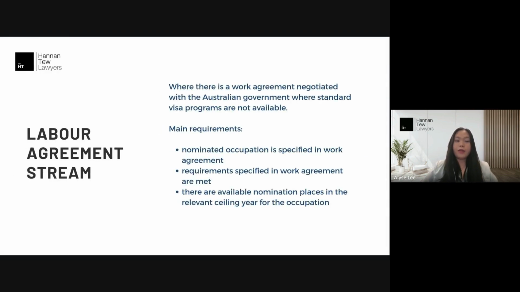So the third stream that remains unchanged is the labour agreement stream. This stream applies where there is a work agreement negotiated with the Australian government where the standard visa programs like the 482 visa are not available. The main requirement is that the nominated occupation is specified in the work agreement. The requirements specified in the work agreement need to be met, and also that there are available nomination places in the relevant ceiling year for the occupation.